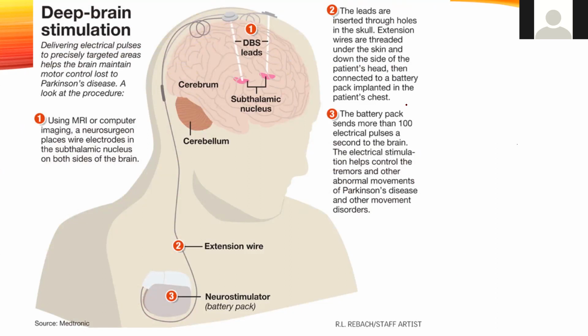The leads are inserted through holes in the skull. Extension wires are threaded under the skin and down the side of the patient's head, as we can see, and then connected to a battery pack implanted in the chest. It serves like a pacemaker, which will be used to regularize neurotransmission.